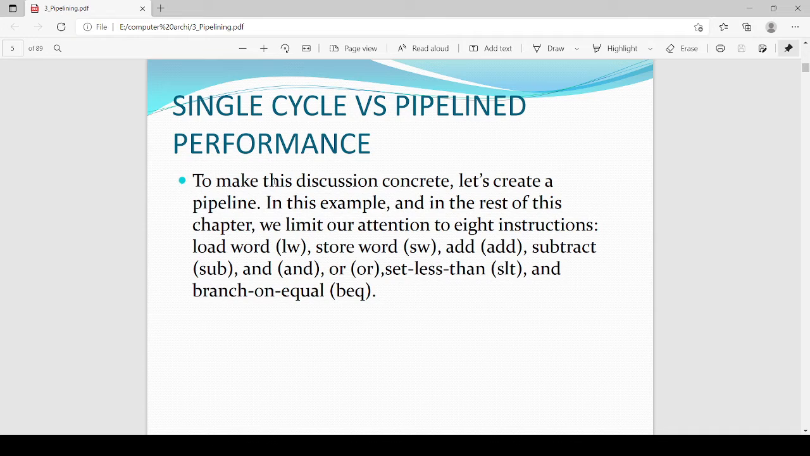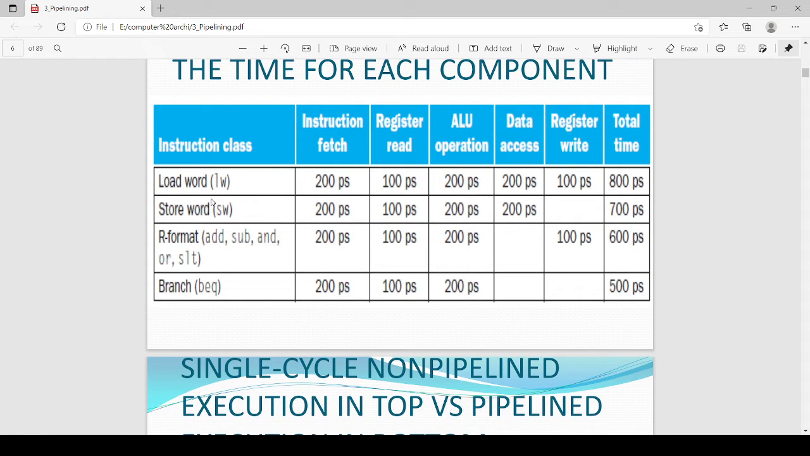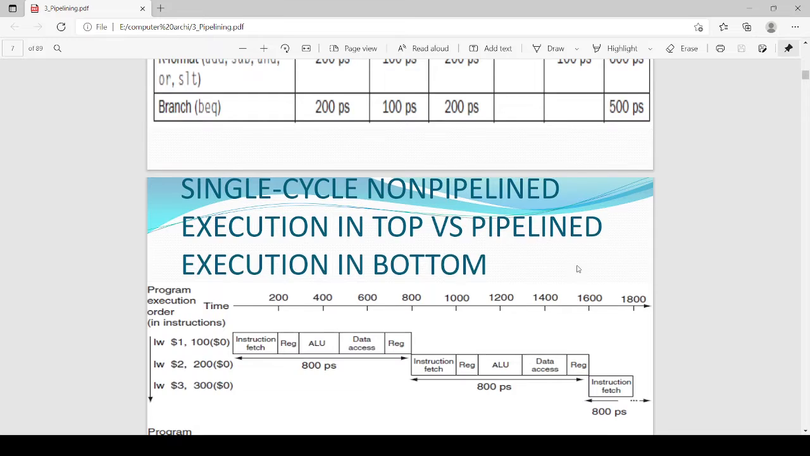To explain the pipelining concept, we can consider these instructions: load word, store word, add, subtract, and, or, set less than, and branch on equal instructions. The time taken to execute these instructions: load word needs 800 picoseconds, and store word 700 picoseconds. The R-format instructions, addition and logical operations, will take 600 picoseconds, and branch or conditional instructions will take 500 picoseconds to complete.